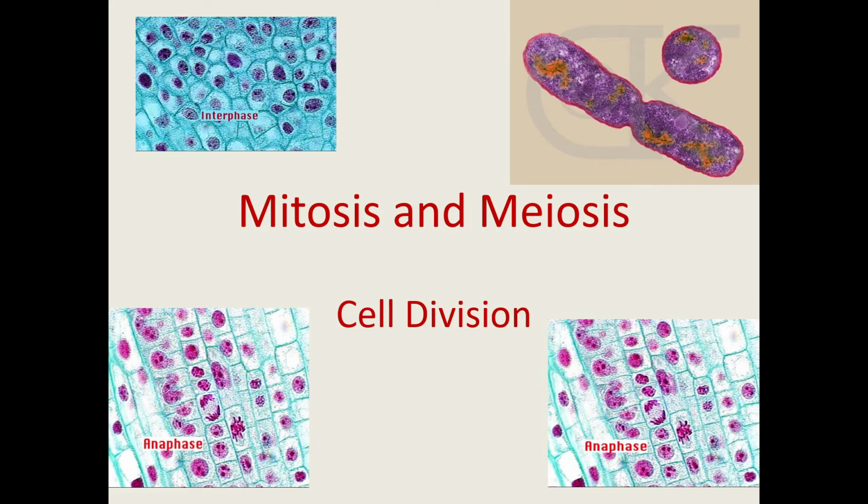Today, we're going to be talking about cell division, following up our video about the cell parts and what cells are made out of. And the two major processes of cell division are mitosis and meiosis. So we're going to be talking about both of those today.